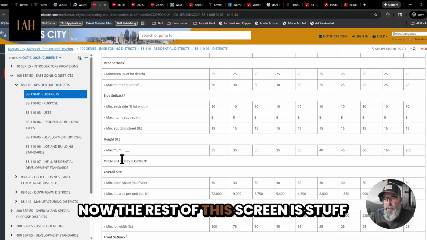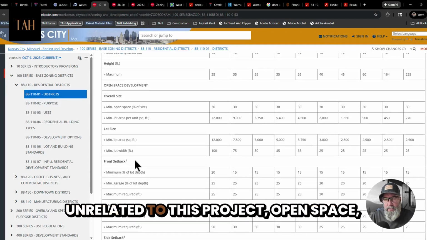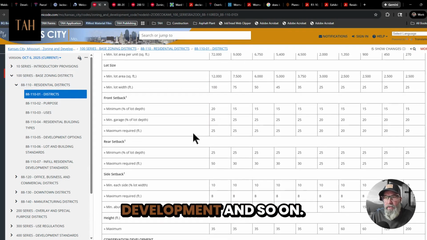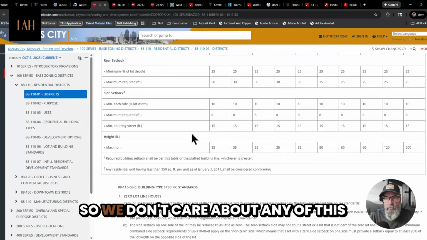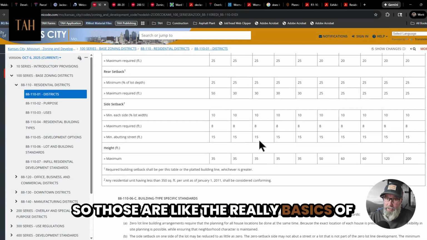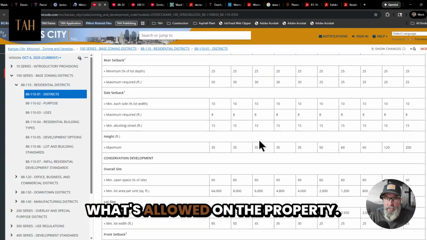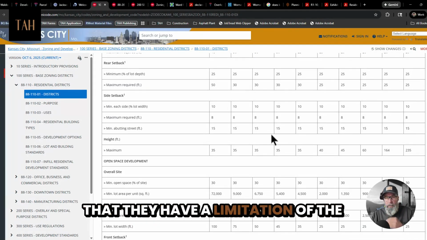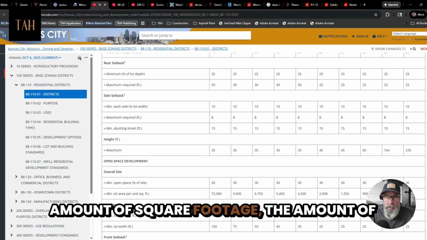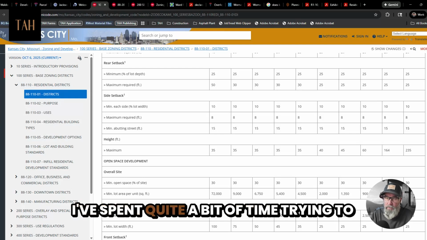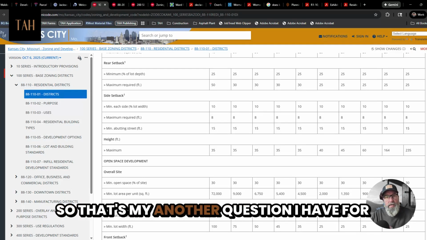Now, the rest of this screen is stuff unrelated to this project. This is all under open space development, and so on. So we don't care about any of this stuff. So those are the really basics of what's allowed on the property. Nowhere in Kansas City have I found a limitation on the amount of square footage, the amount of lot coverage. It might exist. I've spent quite a bit of time trying to find it. So that's another question I have for the city.